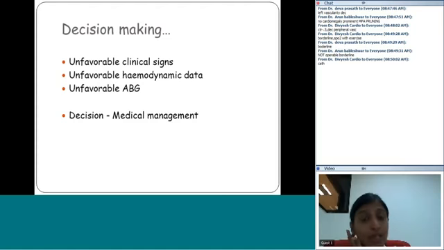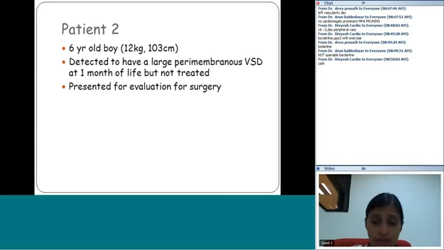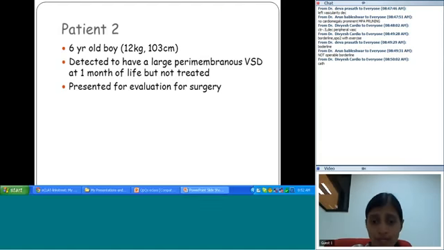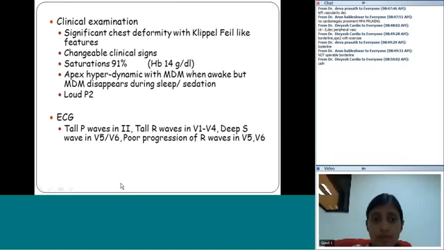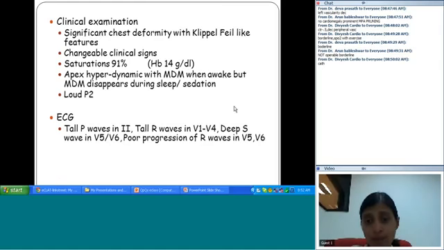Now we have another patient, okay, 6-year-old, large VSD, again late presentation and presented for evaluation for surgery. Now this chap had some chest deformity. Okay, remember the X-ray that we saw earlier on with the kyphoscoliosis? It's actually this patient's X-ray. So he had some chest deformity and quite changeable clinical signs. So at times, he had an MDM. Sometimes we could not pick up the MDM. His saturations were only 91%.